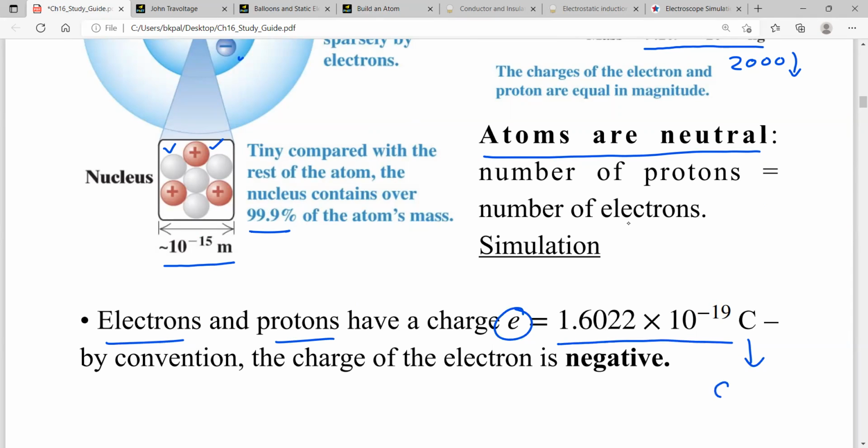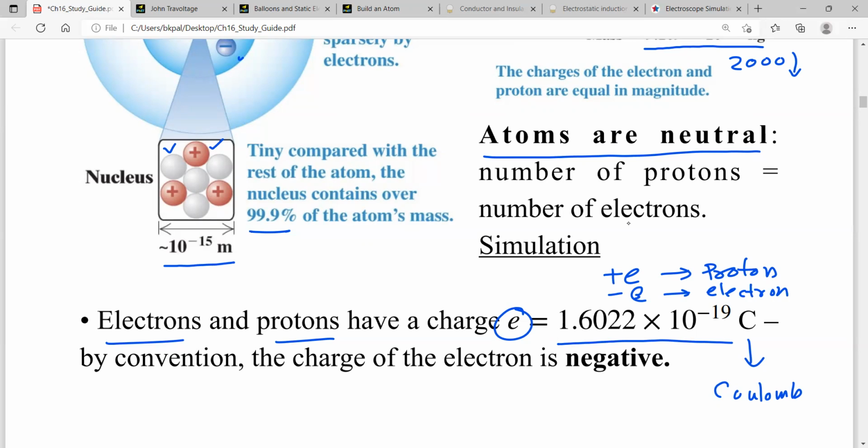We'll be learning about coulomb later. The standard international unit for charge is coulomb. So both electron and proton have this charge, although for proton we use a positive charge, so normally we write plus E for proton, and minus E for electron. Proton is positively charged and electron is negatively charged.